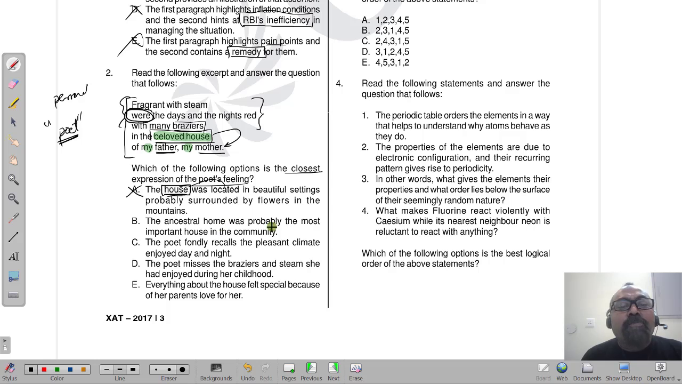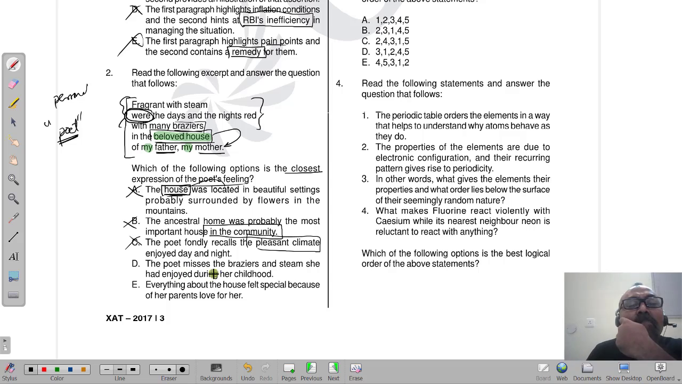B: The ancestral home was probably the most important house in the community. Community is like, that's not personal. It's not about community, it's my house, my parents' house. So B is not the answer choice, ladies and gentlemen. What about C? The poet fondly recalls a pleasant climate. Climate. The weather is great, 24 degrees Celsius. Wow, I don't need an AC at all. But where is the climate mentioned? Obviously, it does make sense.